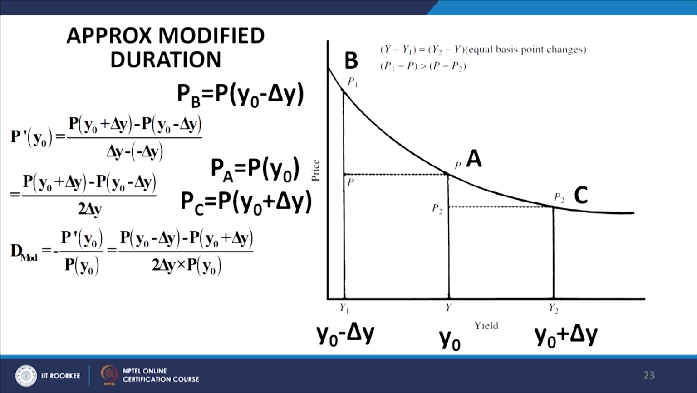I can repeat it briefly again. Suppose we want to work out the value of the modified duration at the point A, when the bond is being priced at a YTM of y 0 with a price of P of y 0 or P A. What we do is we take infinitesimally small shifts in y 0 to y 0 minus delta y on the left hand side and y 0 plus delta y on the right hand side. The corresponding points are B and C. The corresponding prices are P B, which is equal to P of y 0 minus delta y, and P C, which is equal to P of y 0 plus delta y.